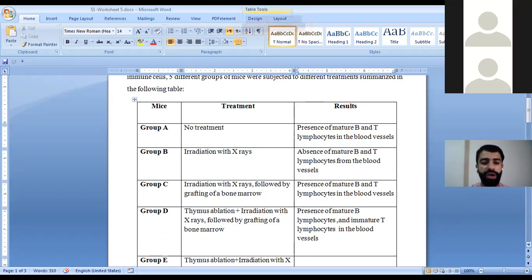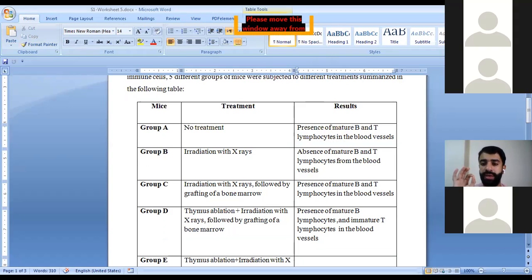Thank you. Let's move now to Group C. Group C, let's have Gabrielle. So Group C, Gabrielle, they did irradiation with X-rays. What does irradiation with X-rays do? It destroys the bone marrow. Excellent. Followed by grafting of the bone marrow. So we grafted a bone marrow. What is the result?